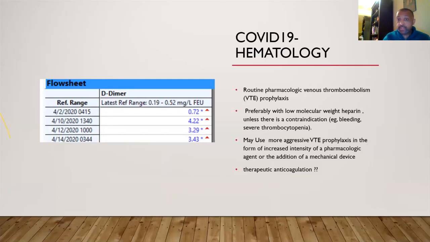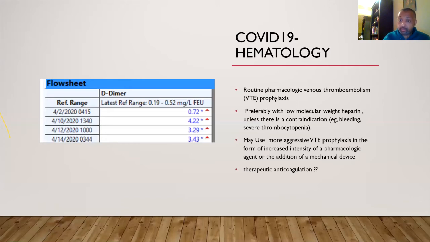Other complications, as yesterday and the day before, I think Dr. Fitzum also mentioned, include DVT prophylaxis. In these patients they have multiple microthrombi, and it's essentially a hypercoagulable state. This is the same 46-year-old patient; if you see her D-dimer, it was as high as 4.2 on day 10. Low molecular weight heparin is the preferred one, unless you have a contraindication. Some people use aggressive prophylaxis, combining a mechanical device as well as pharmacology, even higher doses.